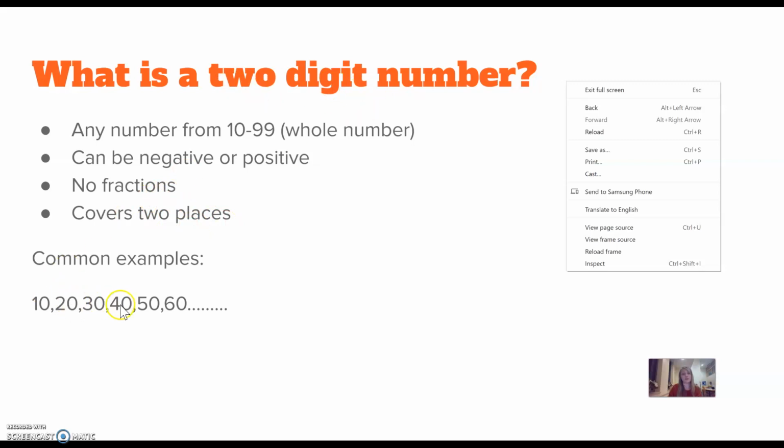10, 20, 30, 40, 50, or 60 are some common examples, but if you don't see what a 2-digit number is through these examples, all you have to do is look to see there are 2 numbers side by side, then it is in fact a 2-digit number.